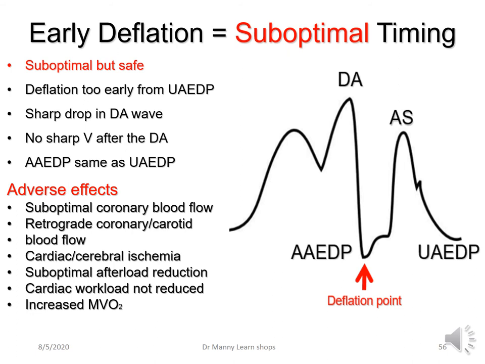So the adverse effects then are suboptimal coronary blood flow. There can even be backward or retrograde blood flow to the coronary and carotid arteries. This can affect cardiac and cerebral ischemia. There's suboptimal afterload reduction. So therefore, cardiac workload hasn't really been reduced, or not reduced as much, and this could increase myocardial oxygen demands.